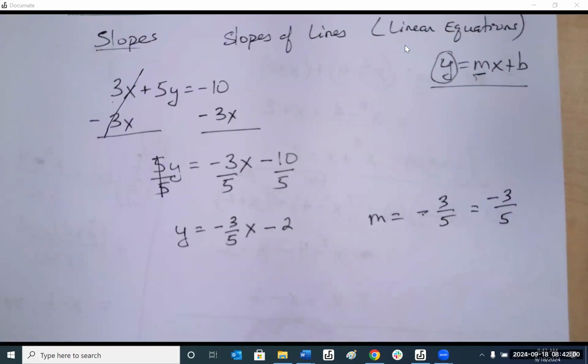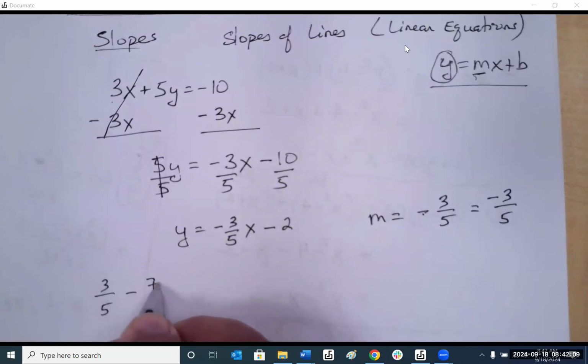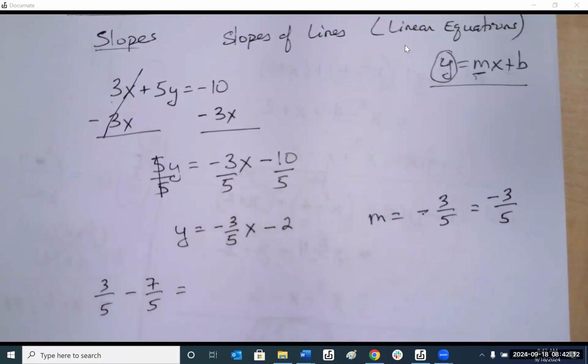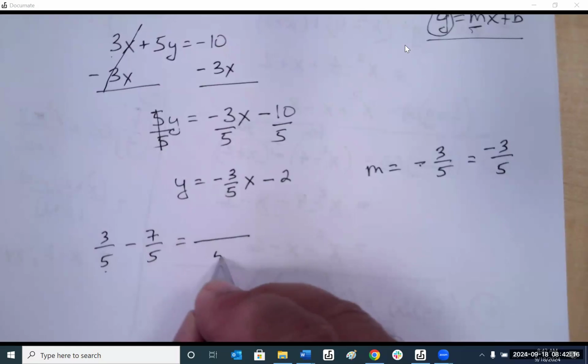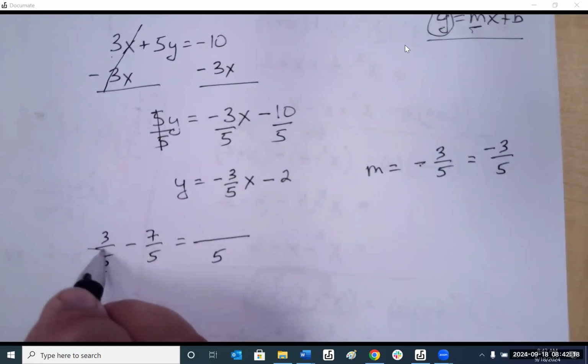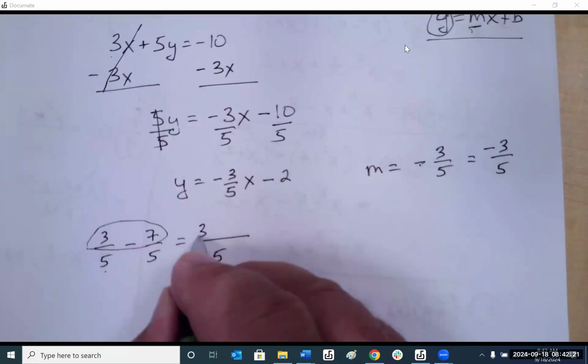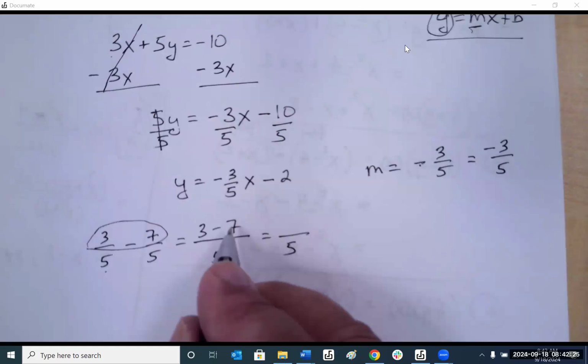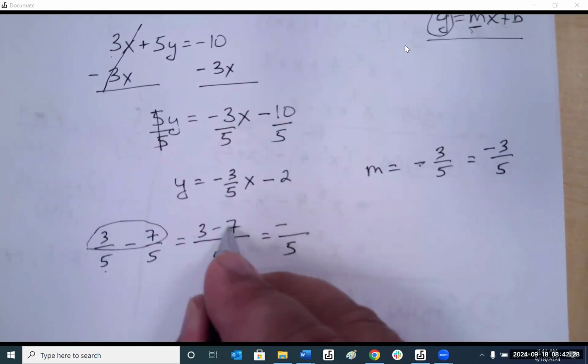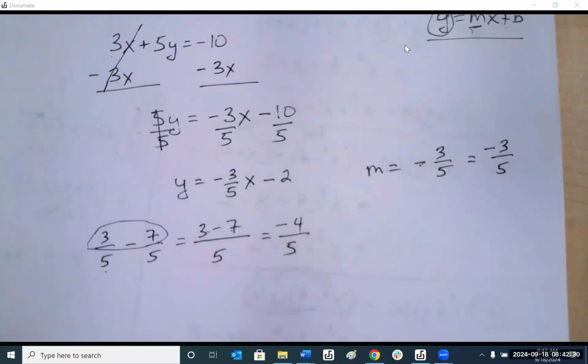Because when you subtract two numbers, for example, if I had 3 over 5 minus 7 over 5, the rule says if you have a common denominator, put that down. Now, the only way this could be negative, since it's negative, 7 minus 3 is 4. The negative belongs to the top or in front.